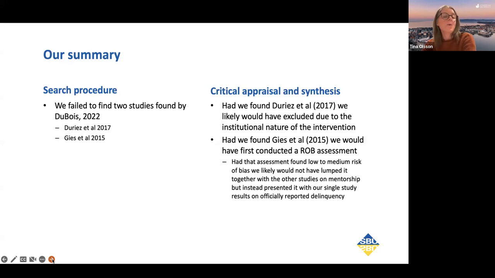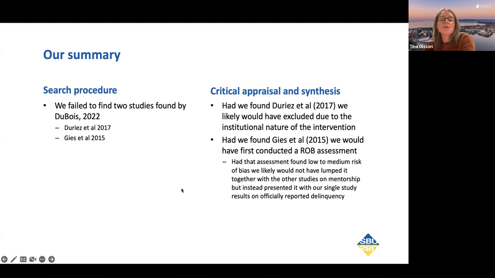So in summary, we concluded that we failed to find 2 studies that DuBois found in his additional search. These studies were Durez and Geis. We did not look at them in any detail or do any kind of risk of bias assessment, but we concluded that had we found Durez, we likely would have excluded it because the youth were still detained while they were provided the mentorship program. And had we found Geis, we likely would have excluded it due to high risk of bias.